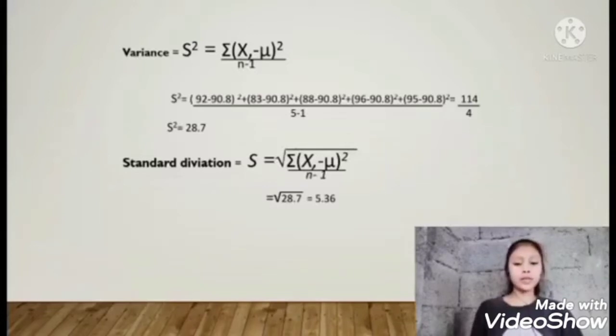Now, we have to calculate the standard deviation. For the standard deviation, all we have to do is find the square root of the variance. The square root of 28.7 equals 5.36. So, our standard deviation is 5.36.